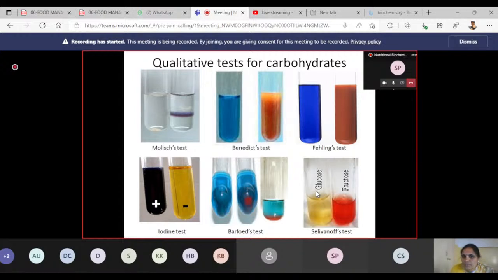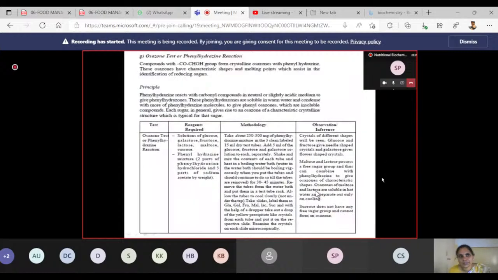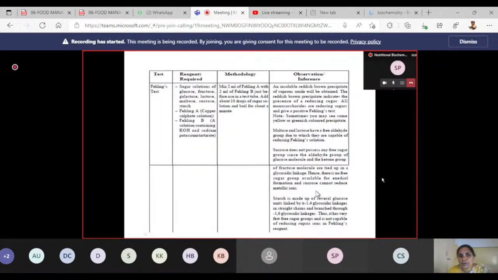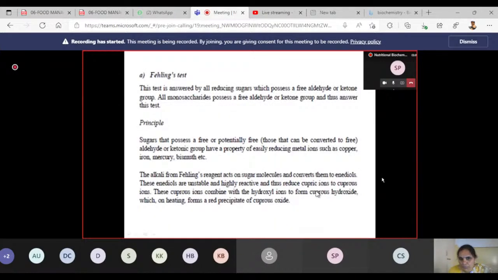So why is Benedict's or Fehling's test done? To check for the presence of reducing sugar. When do you call it so? It contains a reducing sugar if it has the brown precipitate. Okay, now what is happening here? Carbohydrates have the ability to reduce, they will reduce the copper ions present.